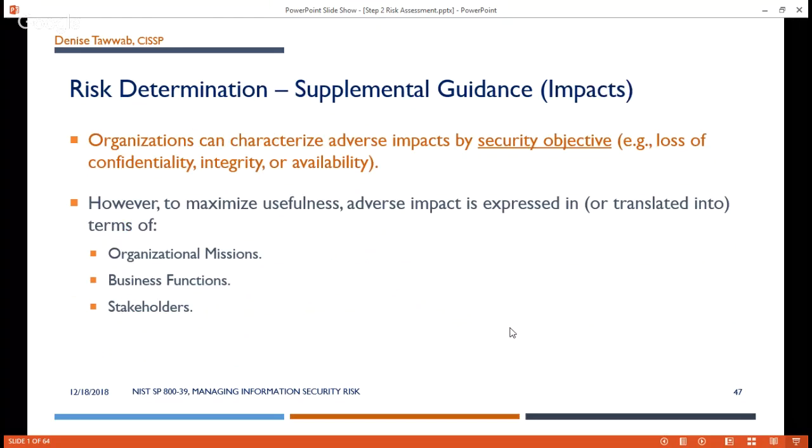For impacts, as it relates to risk determination, your organization can characterize adverse impacts by the security objective. For example, loss of confidentiality, integrity, or availability. However, to maximize usefulness, adverse impact is expressed in or translated into terms of your organization's missions, business functions, and stakeholders.